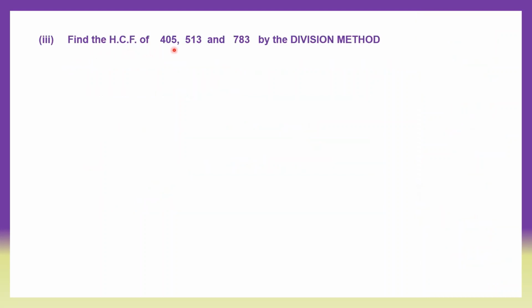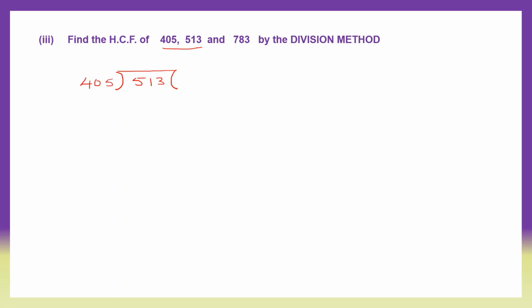Find the HCF of these three numbers by the division method. So this is a third method, and generally for big numbers we use the division method. So let's begin. Let's take the first two numbers. So we'll take 405 and 513. So let's divide 513, the bigger number, by 405.